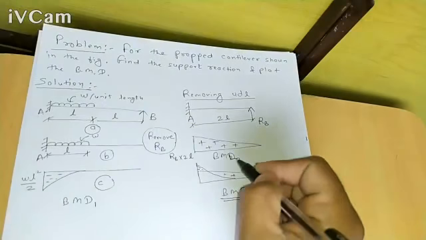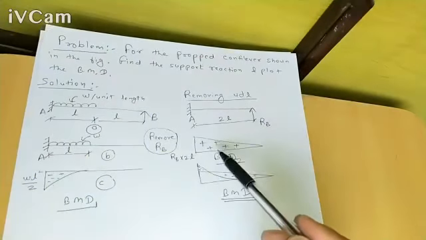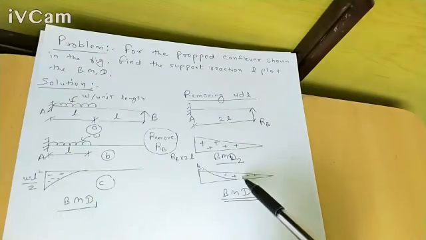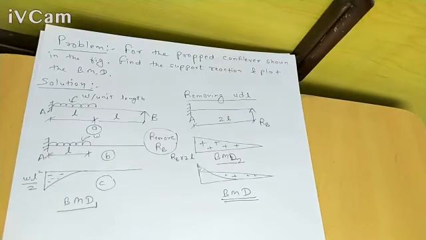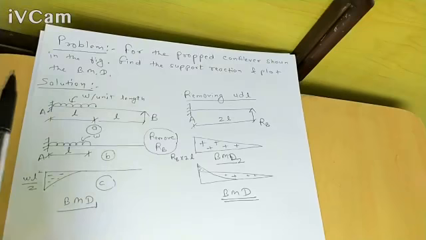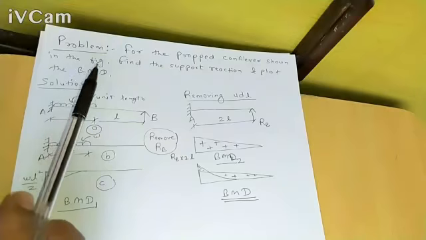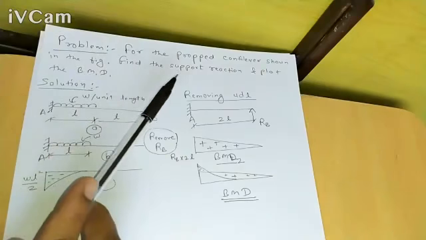So likewise, now what is there? For the propped cantilever shown in the figure, find the support reaction. So you need to calculate the support reactions here. Since it is not given that either A or B is sinking, there is no sinking of the support. Because of this, the addition of the deflections would be 0. So delta 1 plus delta 2 would be 0.